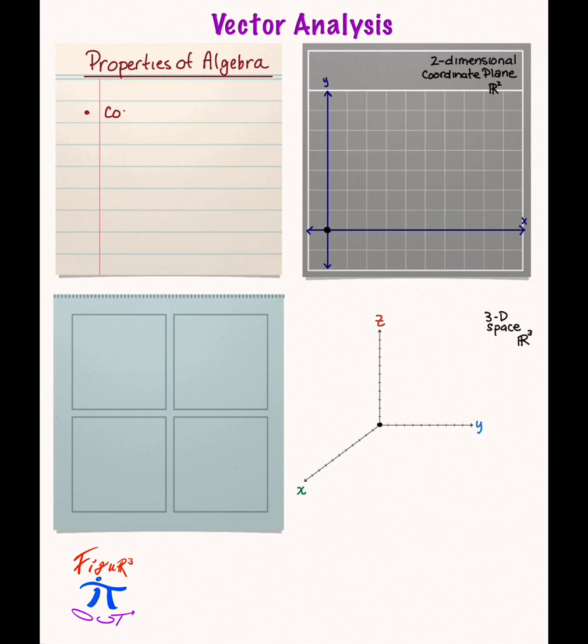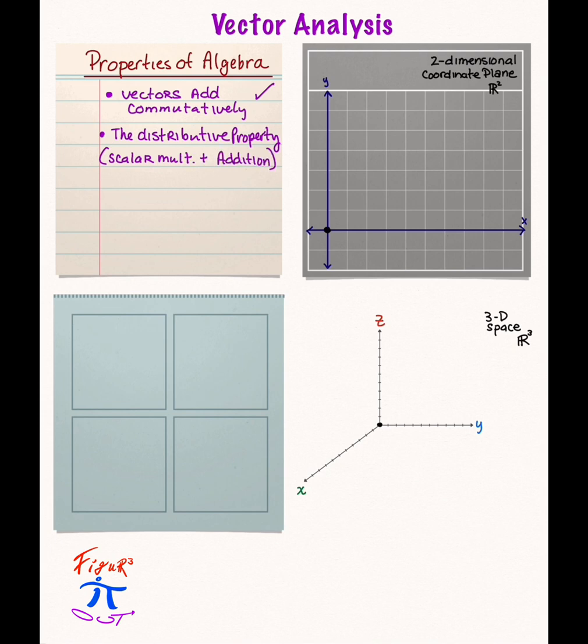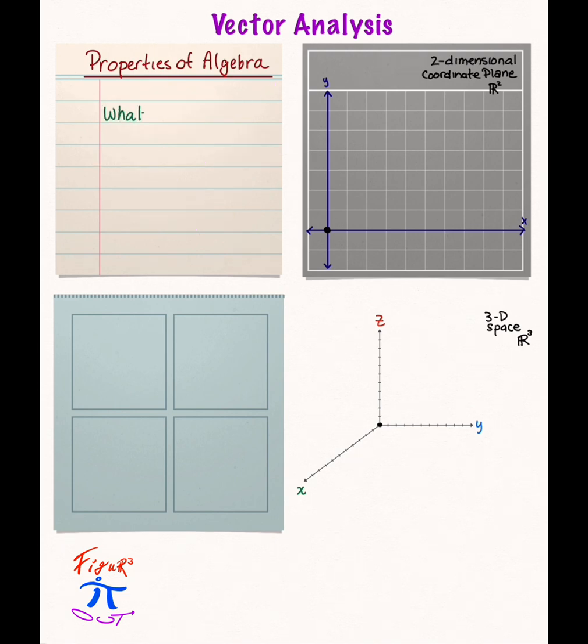A couple of properties of algebra that we would see with vectors. Well, first, we already saw that vector addition is commutative. So now, what about the distributive property combining scalar multiplication and addition? It works just as you would think. You distribute the scalar to each vector, and then you can add the two resulting vectors. The associativity of vectors, well, yeah, the grouping works as well.